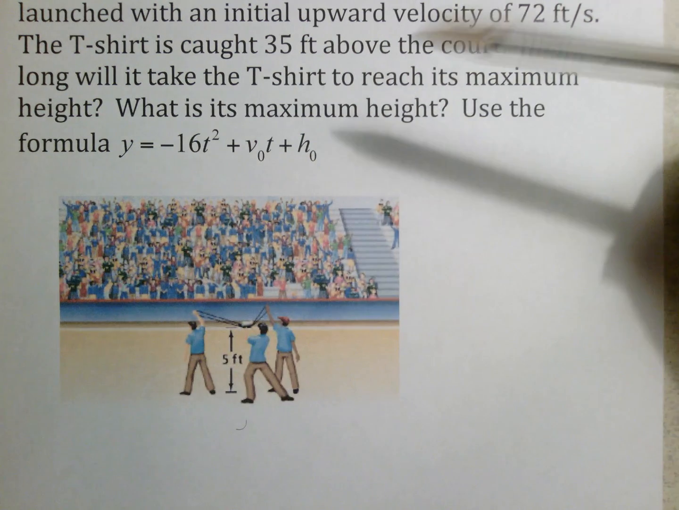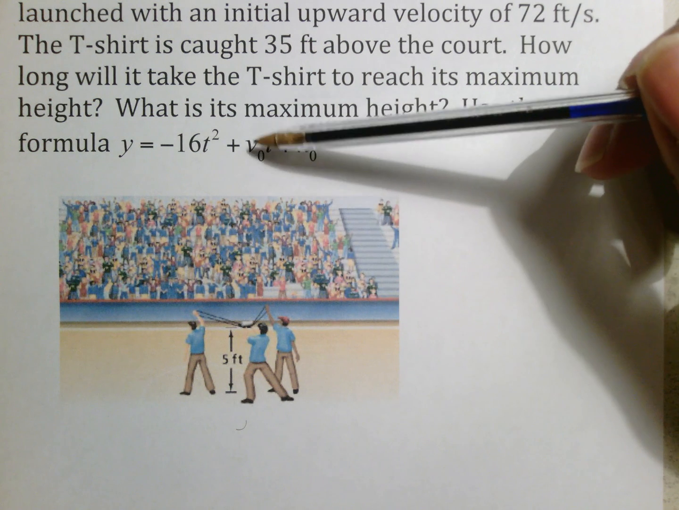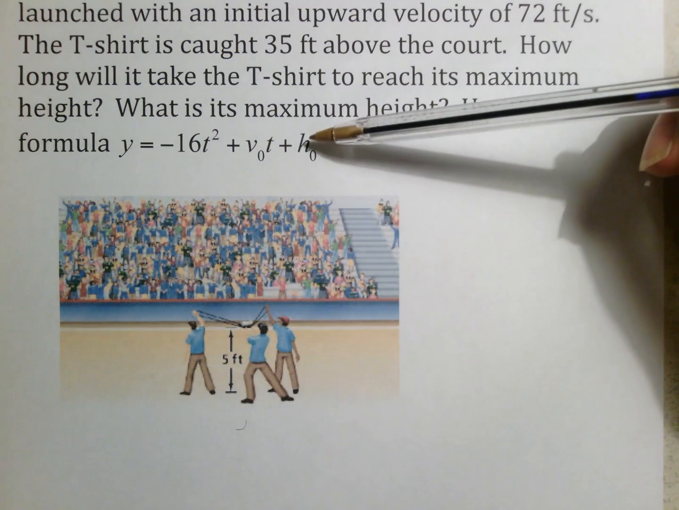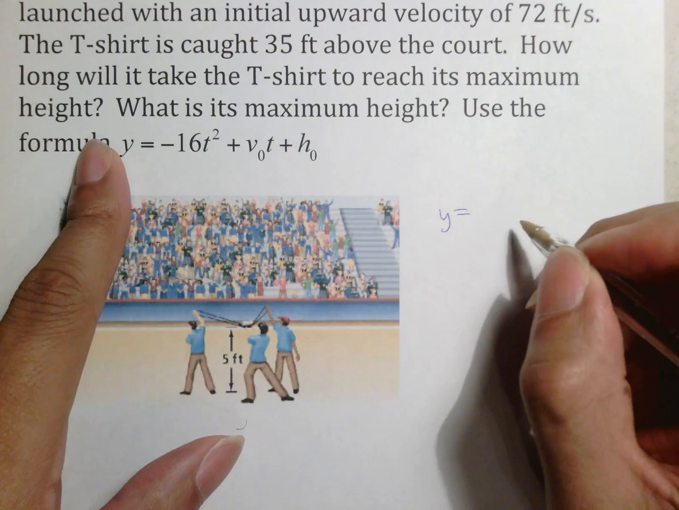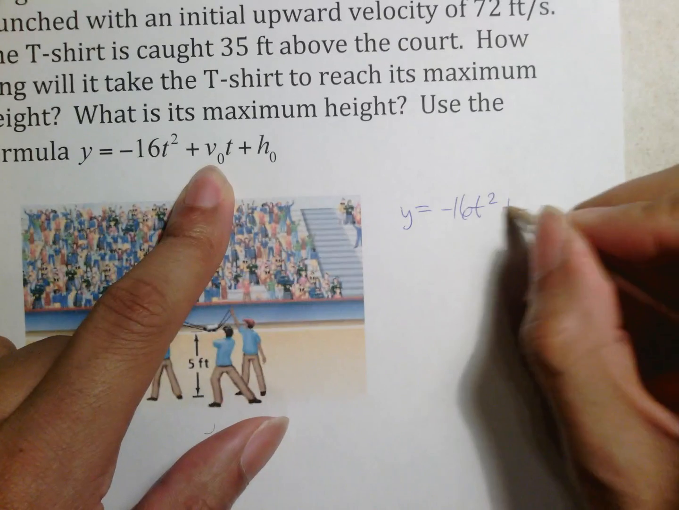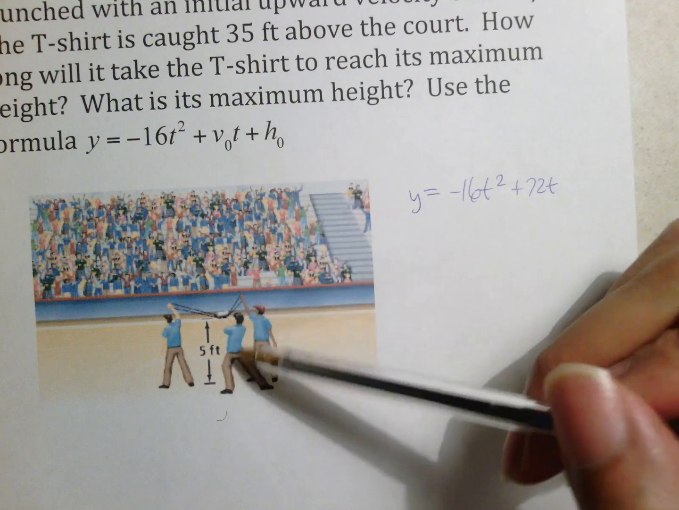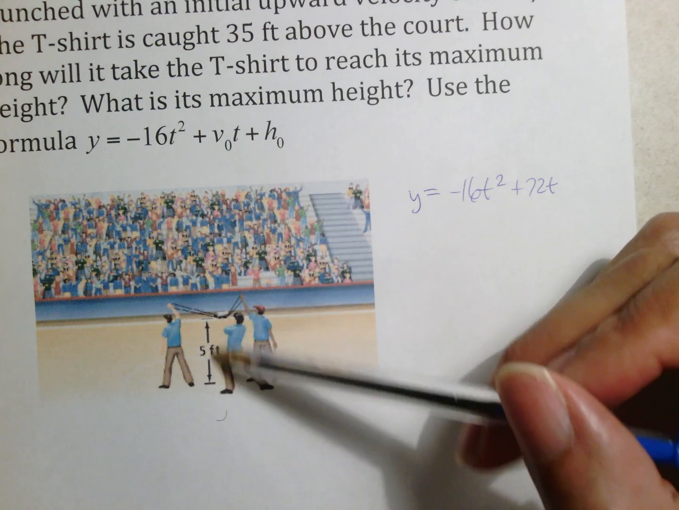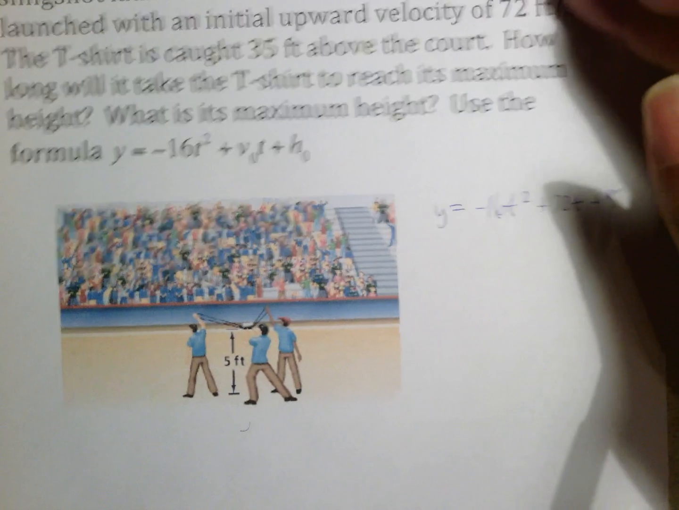But what you want to remember here, if they ever give you this formula, anytime they give you a variable with a zero sub, it's called a sub-zero. That means initial v, which would be initial velocity. H sub-zero would be initial height. So when you're looking at this formula, you're looking at y equals negative 16t squared. The initial velocity, as it says, is 72 feet, so it would be plus 72t. And the initial height, if you look at this picture here, it is shooting up from 5 feet in the air, so it'll be plus 5. That's the first thing you're going to do.